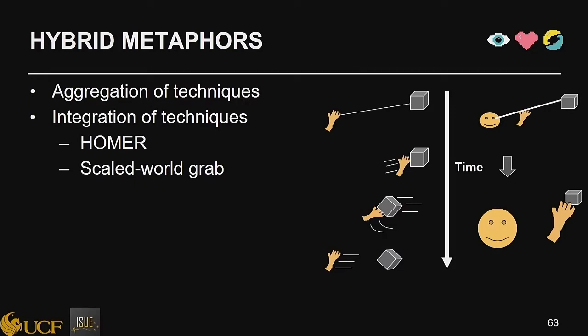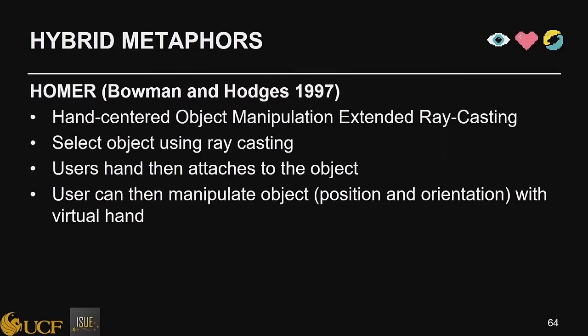All right, so now we're going to get to the hybrid metaphors. And these ones try to combine selection and manipulation together. You have typically an aggregation of a bunch of techniques. The two we'll talk about are Homer and scale world grab. Okay. Homer stands for hand-centered object manipulation extended ray casting. That is a mouthful. But if you think about it, it's a really very simple idea. Okay. You select an object using ray casting. Then your hand attaches itself to the object that you selected, and then you use direct hand manipulation to manipulate the object. Okay? Extremely intuitive and simple.